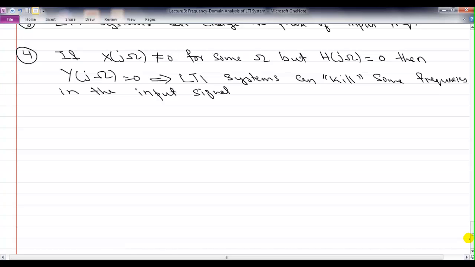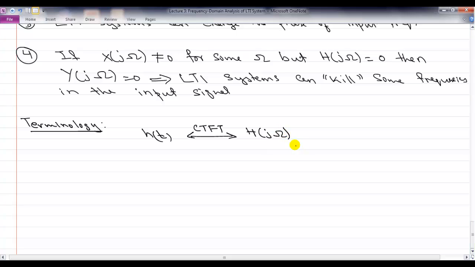Okay, so in general, LTI systems, as we talked about, we'll look at some terminology of LTI systems. Each LTI system has an impulse response, and if we take its Fourier transform, it gives us H of j omega, which effectively tells us what the LTI system is going to do to the input frequencies. Because of this, it is called the frequency response, the Fourier transform of the impulse response, because it's telling us what will happen to the input frequencies.